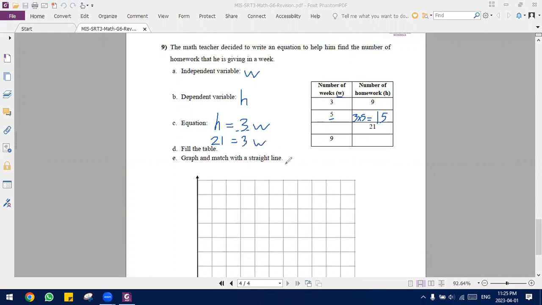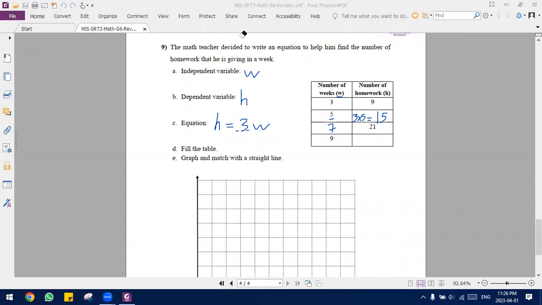Now, you already studied how to solve an equation, and we have it actually in the previous questions. So I need w to be alone. So what do I have to do? I should divide by 3. So when you divide by 3, we'll cancel from here. And here you have 21 over 3. 21 divided by 3 is 7. So it's 7 weeks to have 21 homework.